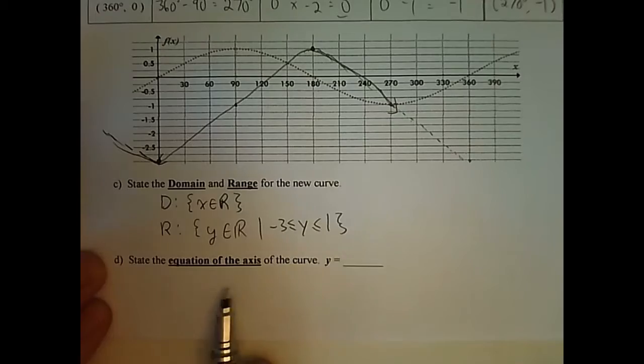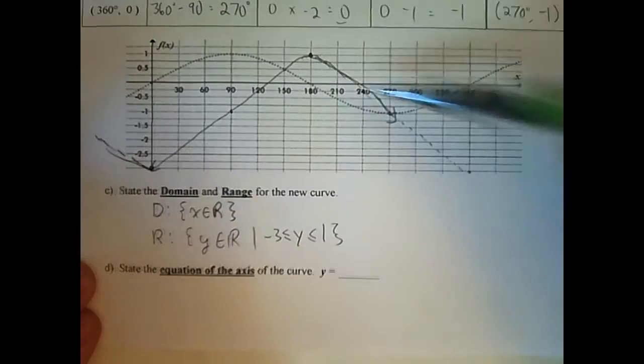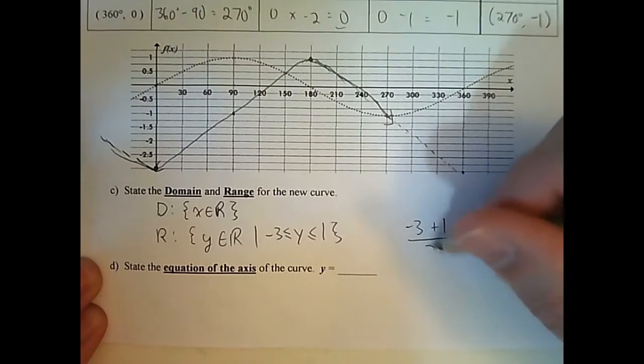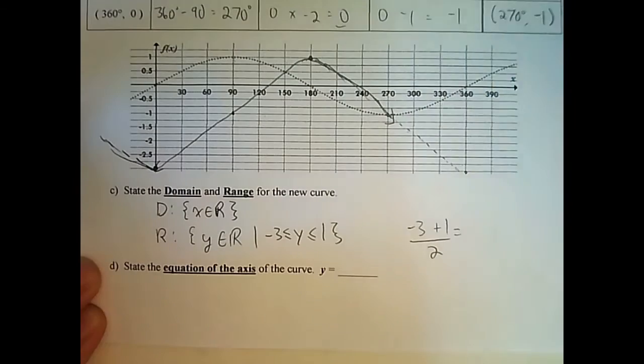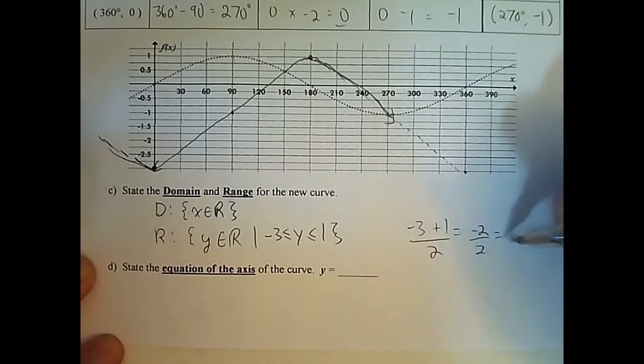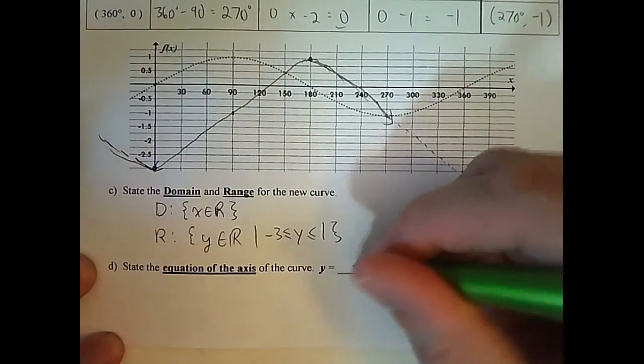And to state the equation of the axis of the curve, I can get my max and min values, add them together, and divide by 2. I could also eye it. We can also just kind of see it. So -2 divided by 2 is equal to -1. So that is at y = -1.